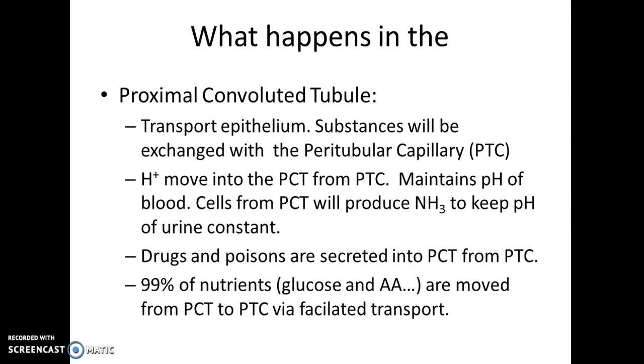Now, 99% of nutrients, glucose and amino acids, are moved from the proximal convoluted tubule to the peritubular capillary by facilitated transport. So the nutrients ended up in the nephron, then moved back into the blood by facilitated diffusion or facilitated transport.